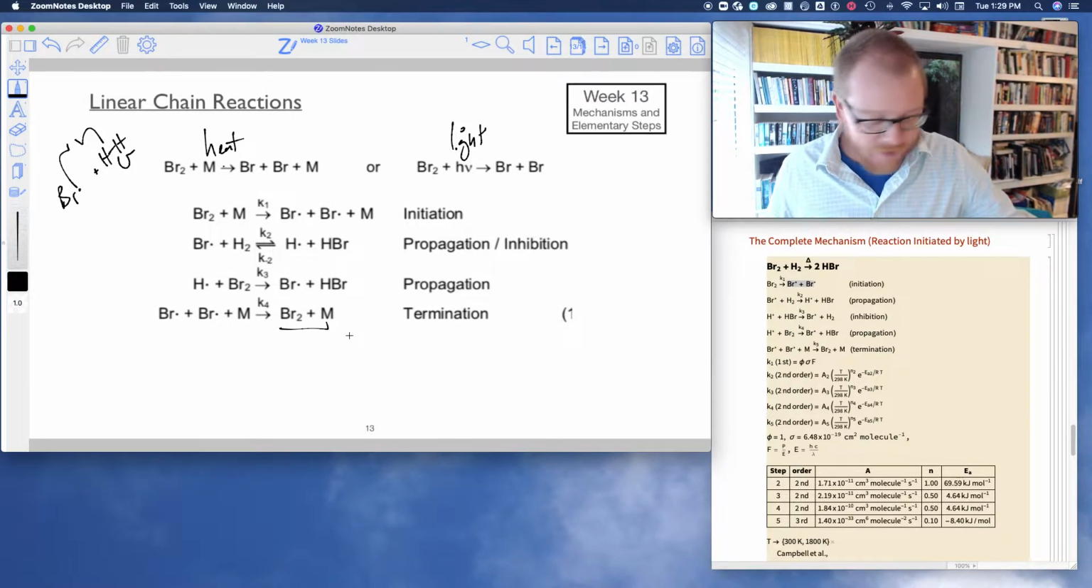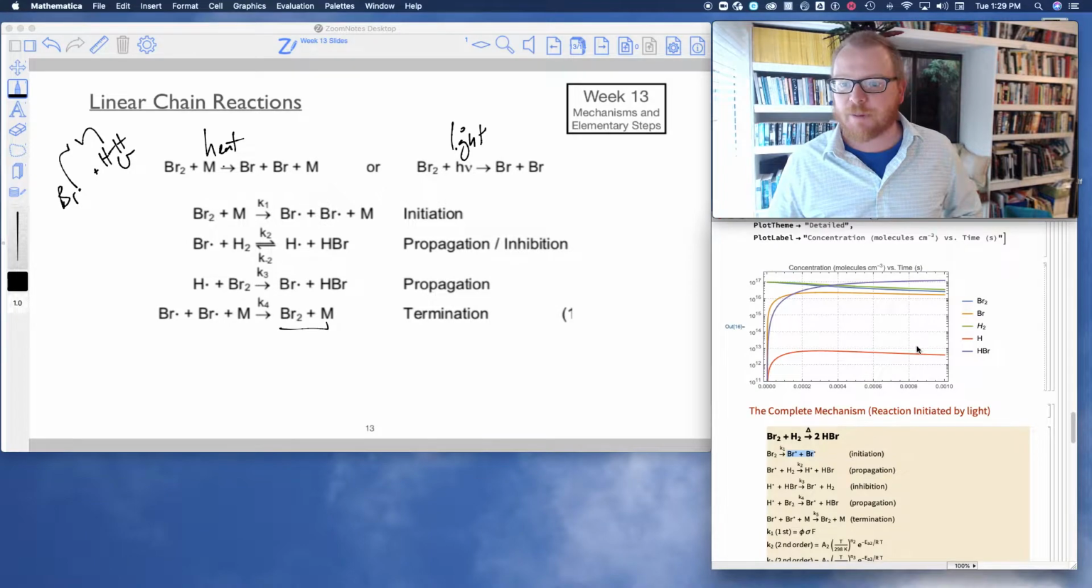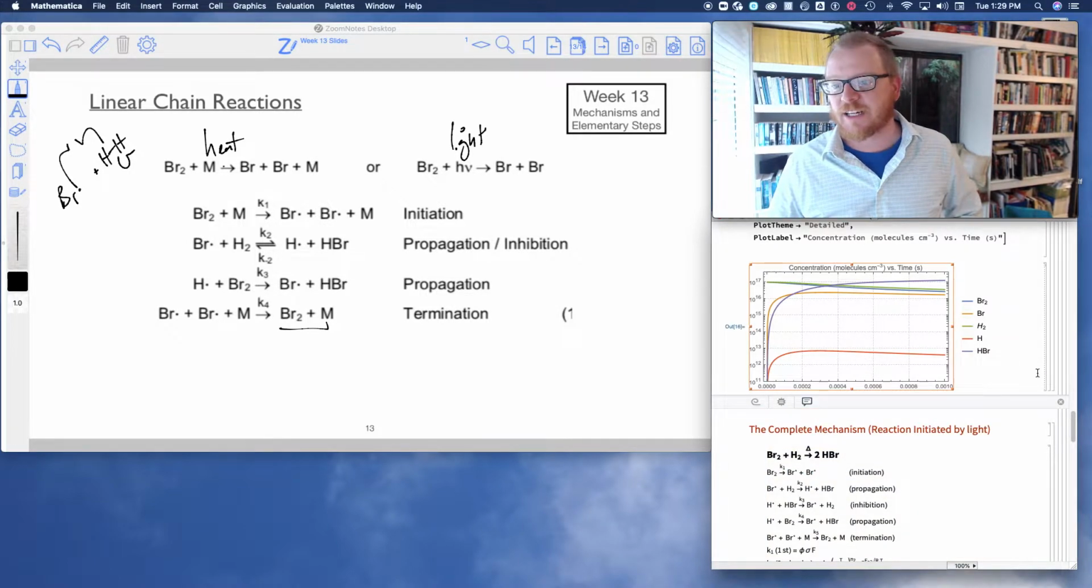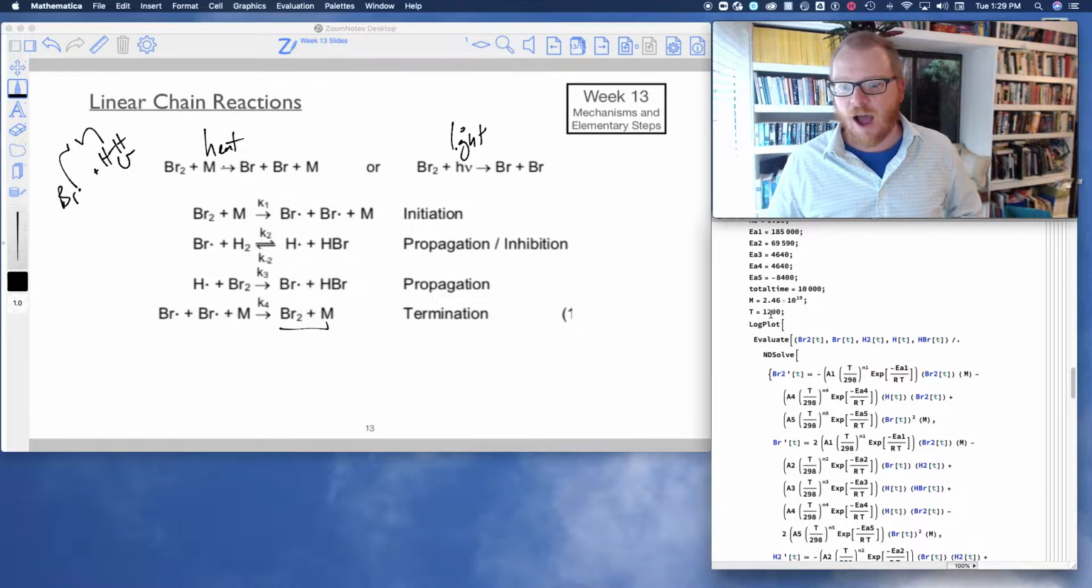Okay, so now this is a 45-minute lecture. Oh my gosh, I'm sorry. I just want to talk a little bit about this mechanism with light. And so I'll just compare this. So these were the results I did when the reaction was driven by heat. And I'll remind you of my conditions.